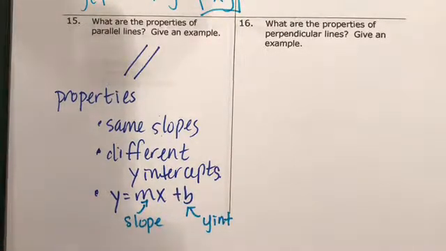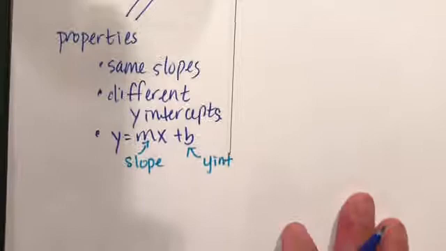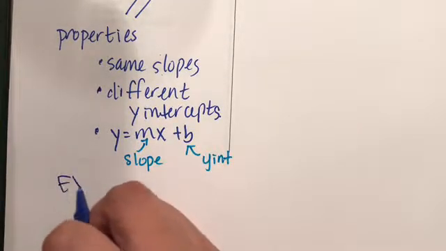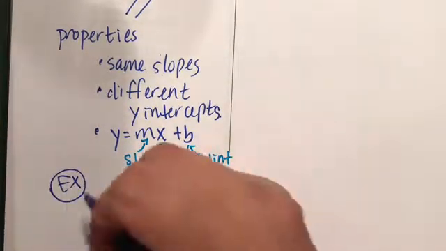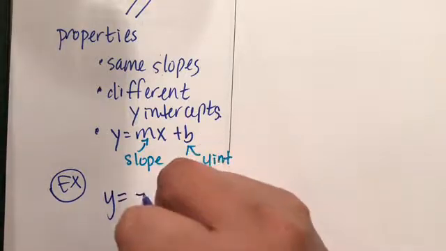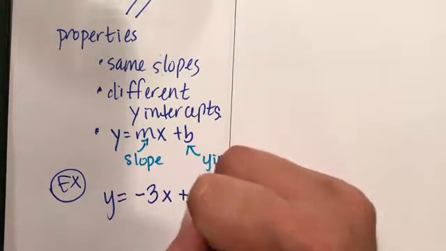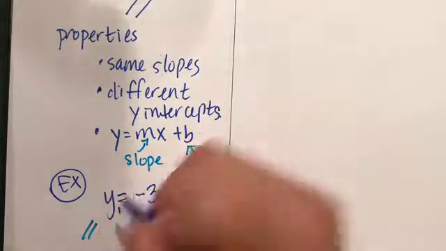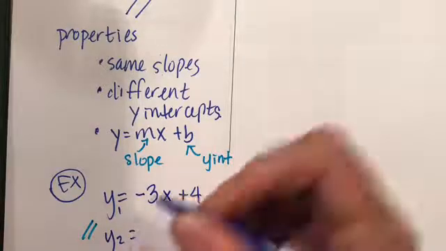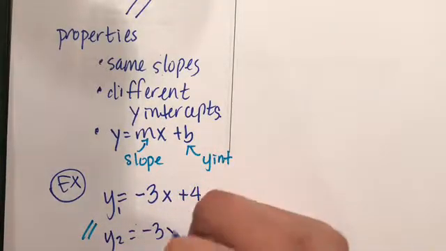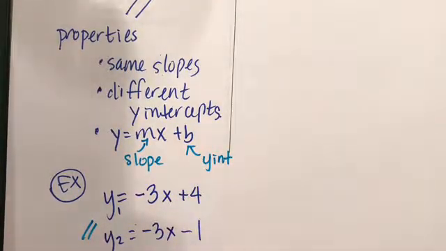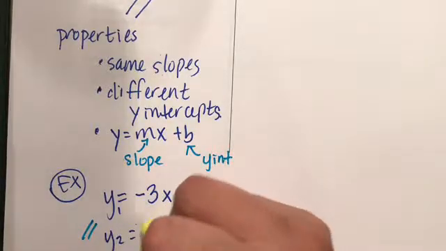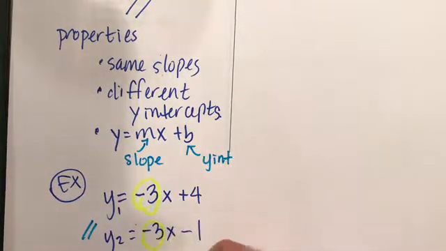Okay, and for our examples, I'm just going to give one set. Y equals -3x plus 4. The line parallel, so this means y1, y2 will be -3x minus 1. And the slopes are the same, and they check out, so those two lines are parallel.